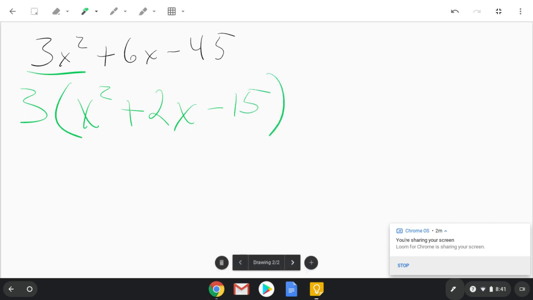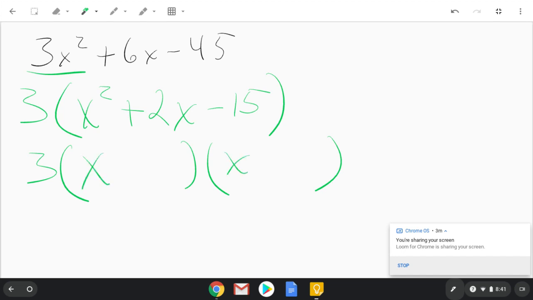Start off the same way. We're going to have two factors. Bring down your 3. You don't want to forget that. And we still have an x and an x. All right. Because the constant term is a negative, one will be positive, one will be negative. That's the only way that you can multiply to get a negative number, is if one factor is positive, one is negative.